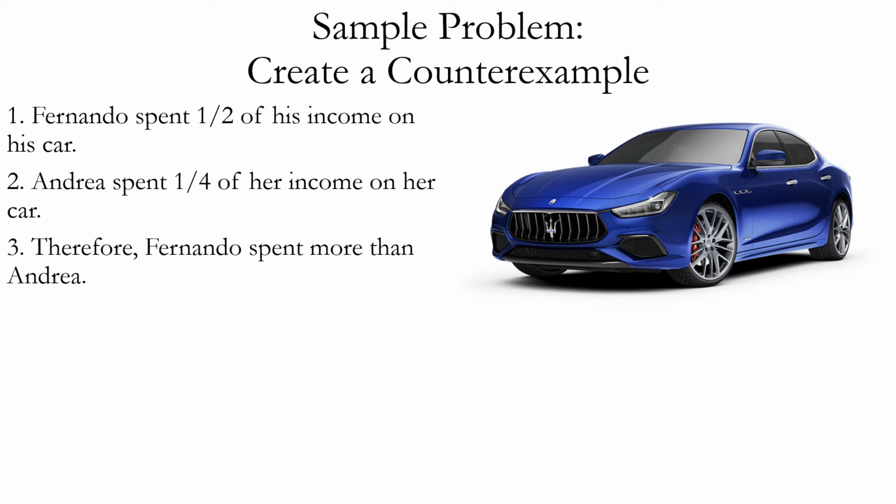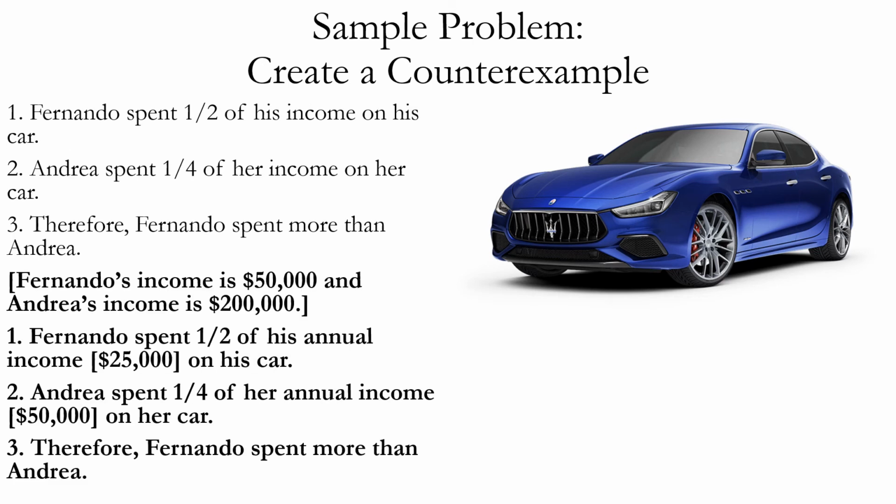So we have to create a counterexample of this by substituting particular values for premises 1 and 2. So we can create a counterexample if we assume that Fernando's annual income is $50,000 and Andrea's annual income is $200,000. So if we assume this, then Fernando, if he spends half of his annual income on his car, that's $25,000. If Andrea spends a quarter of her annual income on her car, that's $50,000. The conclusion is that Fernando spent more than Andrea, but it's false that $25,000 is more than $50,000.